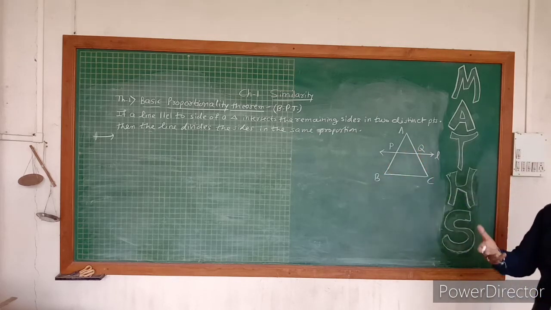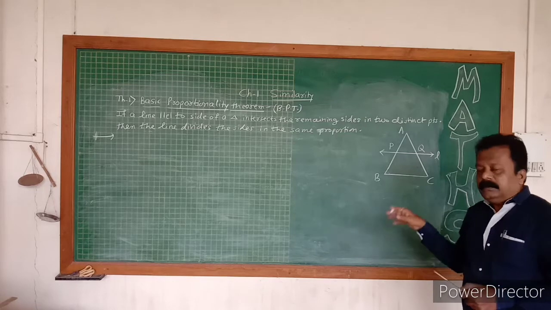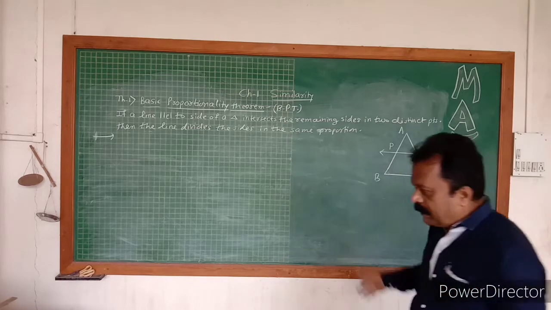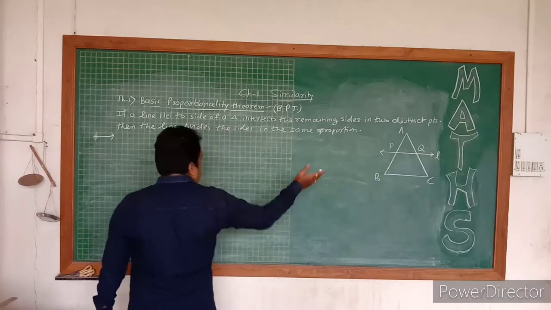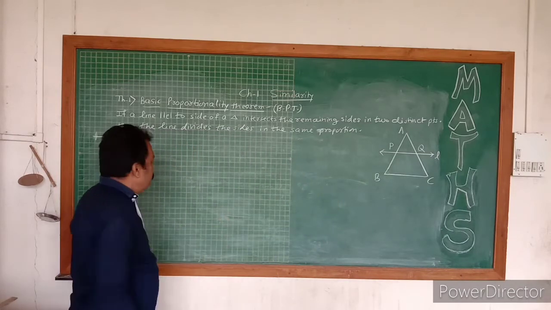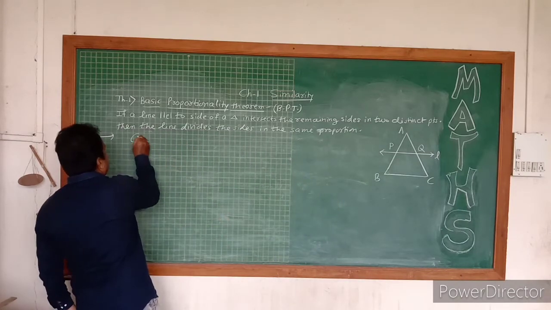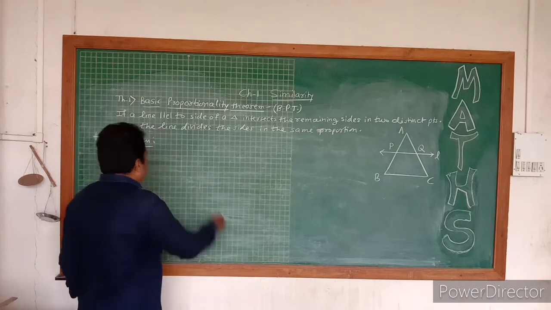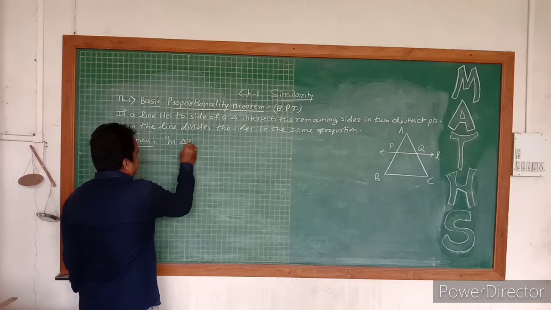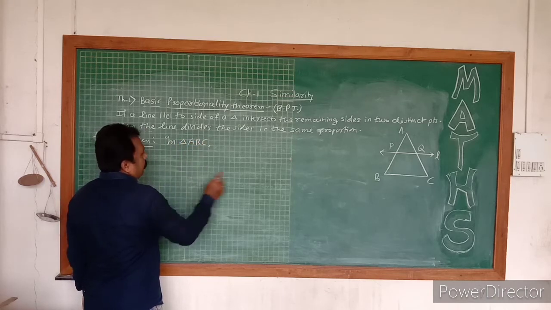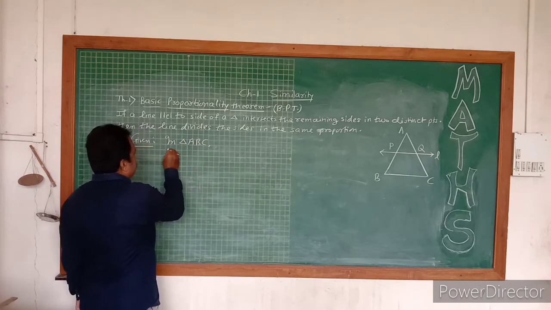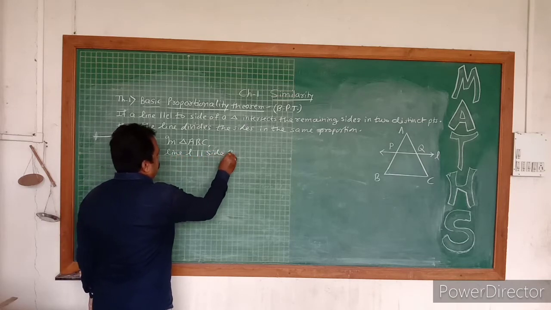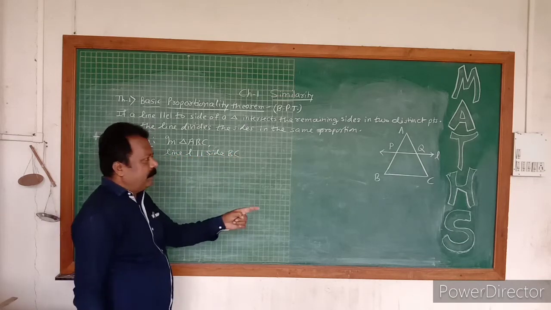After that, what do you have to prove? That, according to the right mathematical equation. Now the given part, the first part, is finished. For the first part, give names to this figure. According to that, what is given? In triangle ABC, line L is parallel to side BC. This much is given.